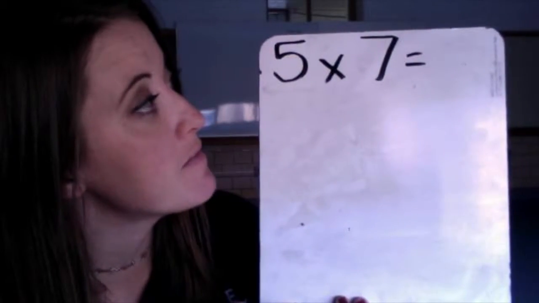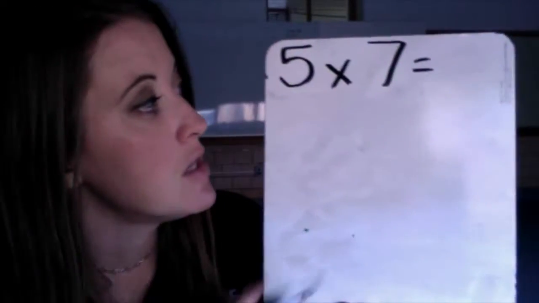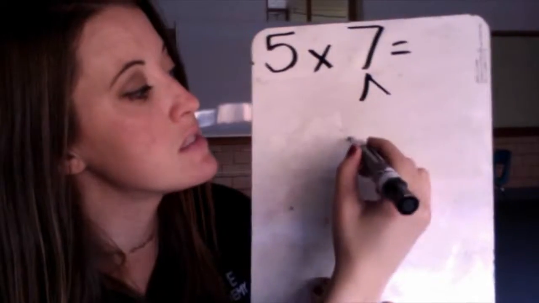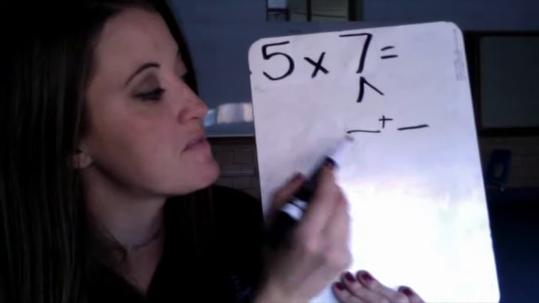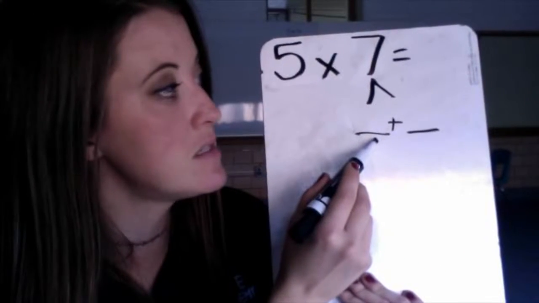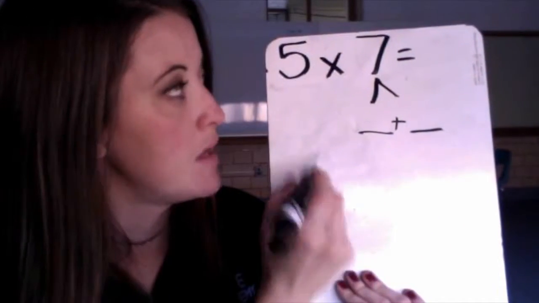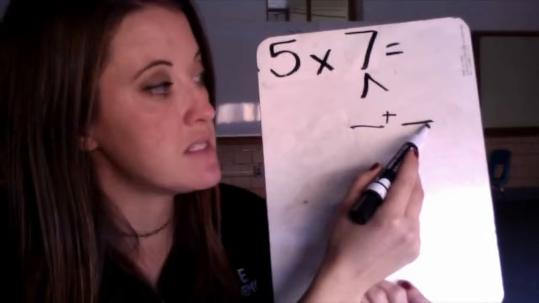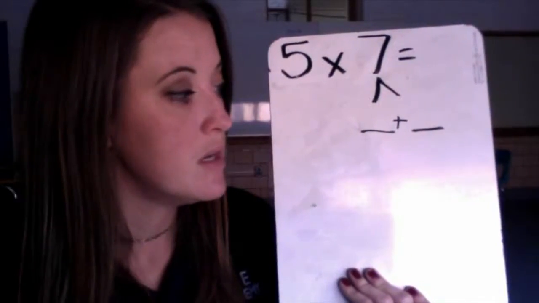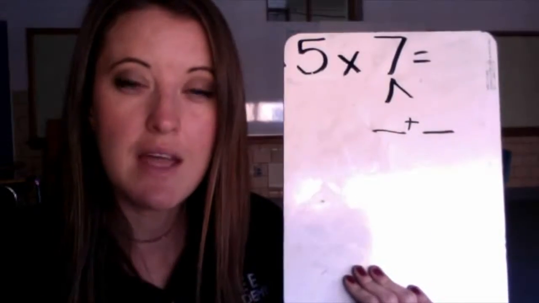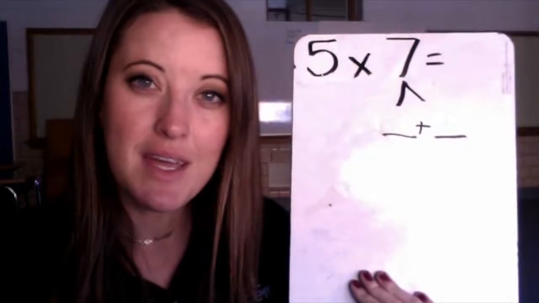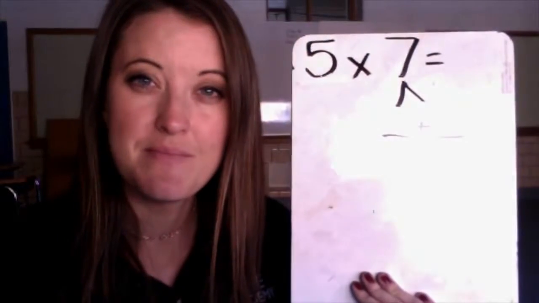So at the top, write 5 times 7, and you are going to break the number 7 into two smaller numbers. You will multiply the first factor by the first addend. Then you will multiply the first factor by the second addend. You will add your two sums together to get your answer. When you are done, I want you to come back, check your answer, and see how you did. Pause the video and try the problem on your own. Come back and check when you're done.